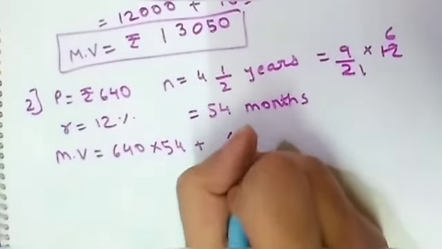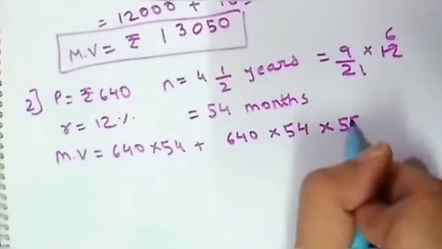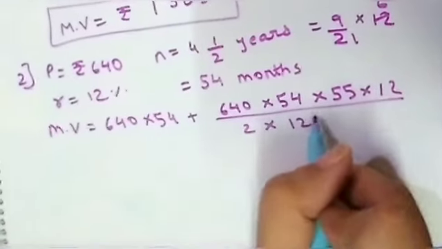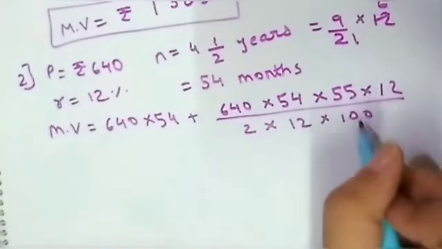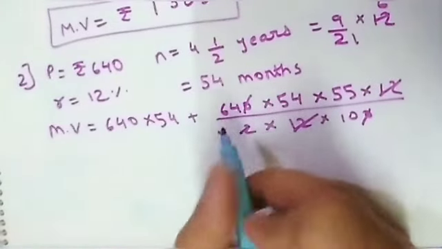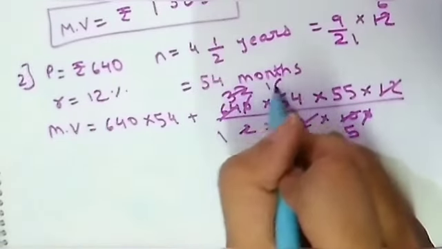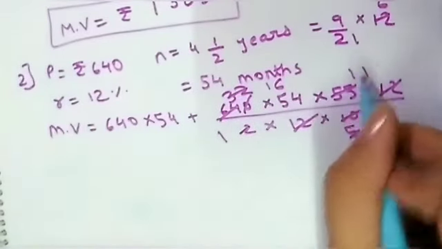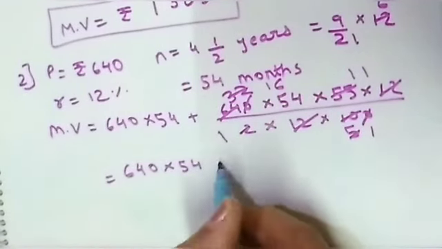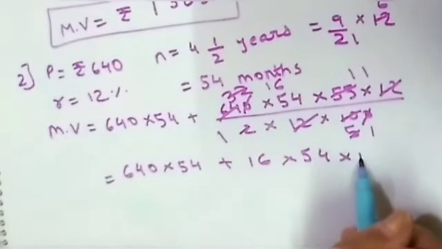What is P? 640. What is N? 54. N plus 1 is 55. R is 12. Then 2 into 12 into 100. 10 10 cut, 12 12 cut, 2 ones are 2 and 3 twos are 6. Here 2 5s are 10 and 2 16s are 32. 5 ones are 5, 11s are 11. So it would be 640 into 54 plus 16 into 54 into 11.